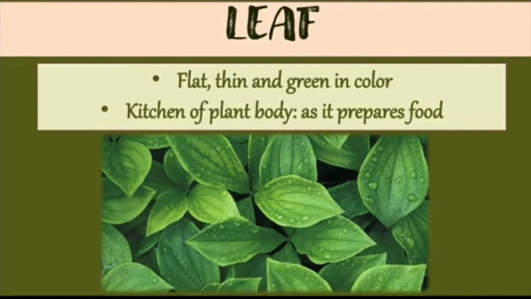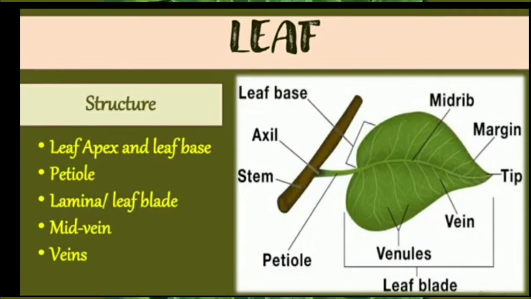Leaf. What are leaves, children? They are flat, thin and green in color. Leaves are called the kitchen of the plant body. And why is it so called the kitchen of the plant body? Because it prepares food, right? They are the kitchen of the plant body as it prepares food. So let us now study the structure of a leaf.